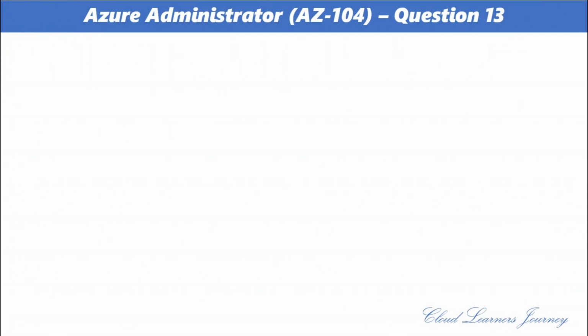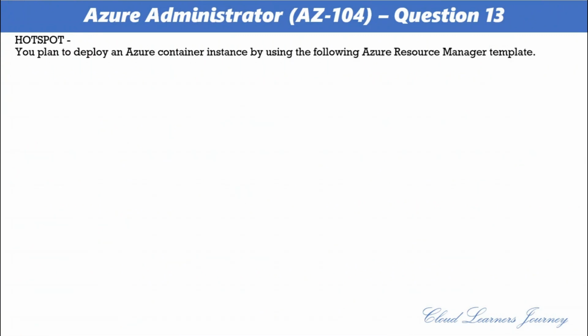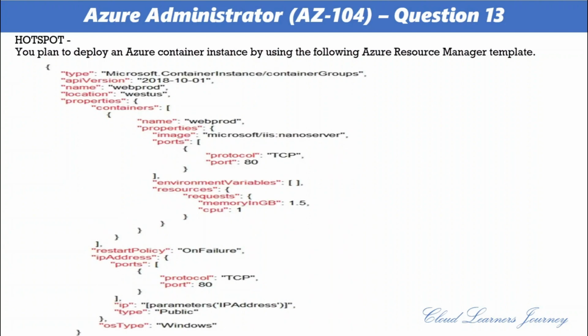Next, question number 13. You plan to deploy an Azure container instance by using the Azure Resource Manager template. The template has the information with type Microsoft.ContainerInstance/containerGroups, name webprod, location West US, name for the container is webprod, and image properties microsoft/iis:nanoserver, and protocol is TCP port 80, memory in GB 1.5, CPU 1, restart policy on failure, and the IP address port protocol TCP port 80, and the IP address type is public, OS type Windows.